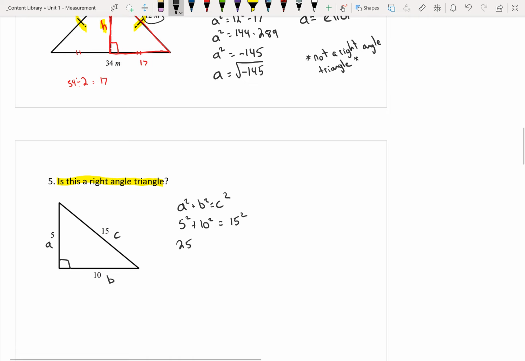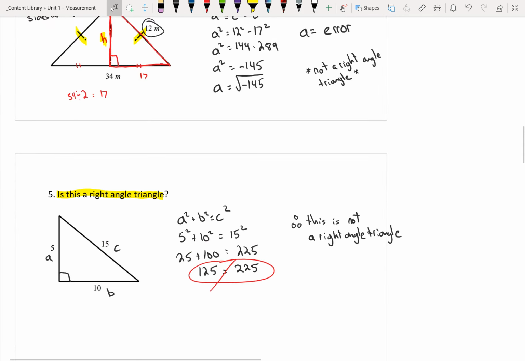So 25 plus 100 equals 15 squared, or 15 times 15. It's 225. So we get 125 is equal to 225. And what we know, this does not work. Right? Those two numbers are not equal. So because they aren't equal, we can say therefore this is not a right angle triangle.